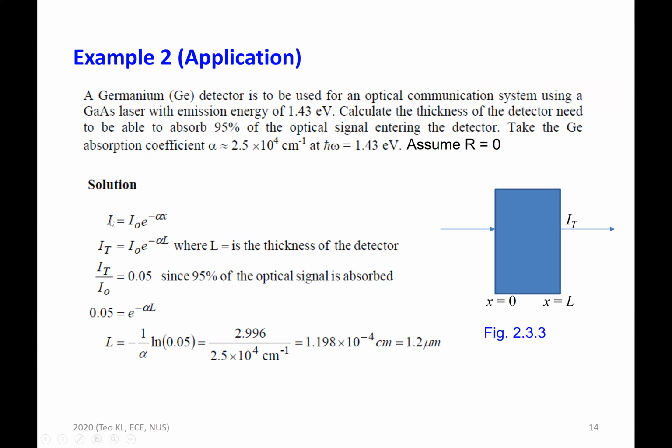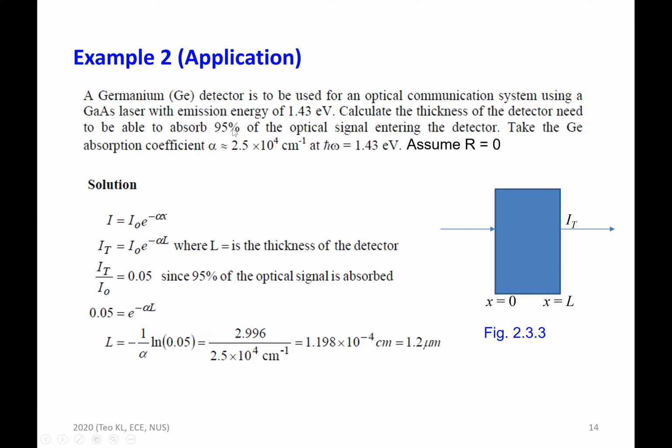And we use this formula I equals I naught e to the minus alpha x. We assume reflectivity to be 0. So this is a piece of the sample. This is the front surface, x equals 0, and this is x equals L, so the thickness is L. This is the transmitted intensity. So I transmitted, I_T, will be equal to I naught e to the minus alpha, with x being L, which is the thickness. So I'm measuring the outgoing or transmitted intensity.